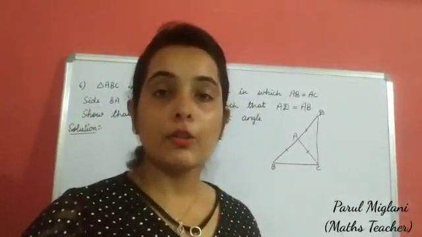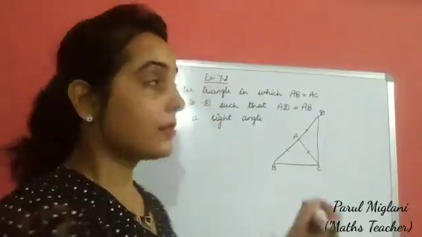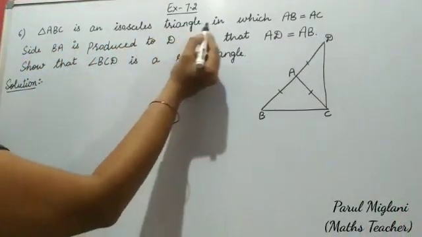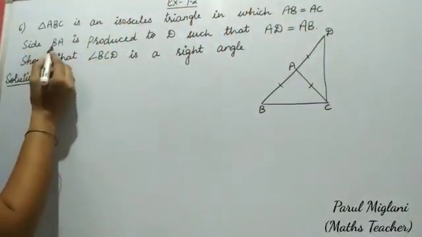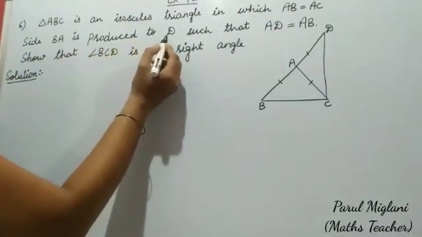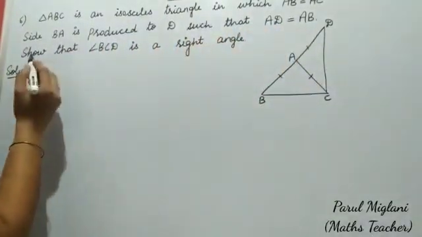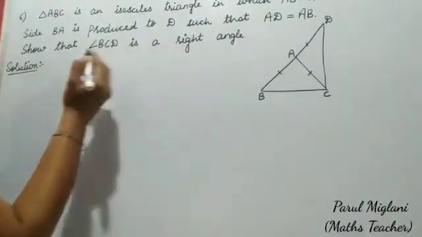Today we shall start question number 6 of exercise 7.2. The statement is: triangle ABC is an isosceles triangle in which AB is equal to AC. Side BA is produced to point D such that AD is equal to AB. Then show that angle BCD is a right angle.